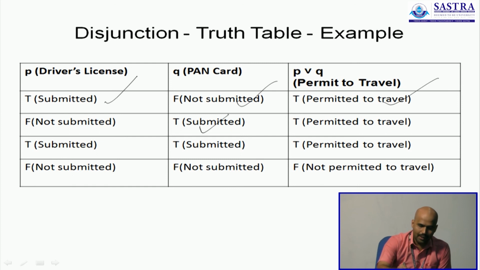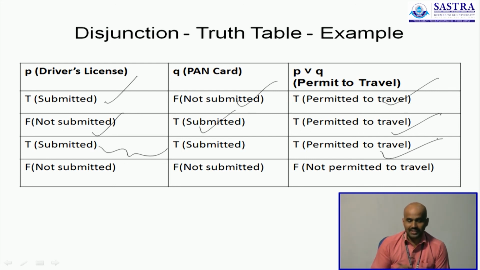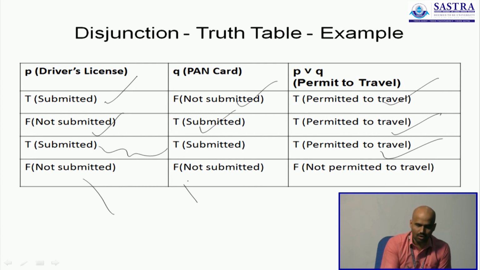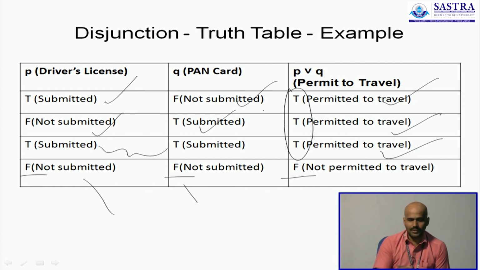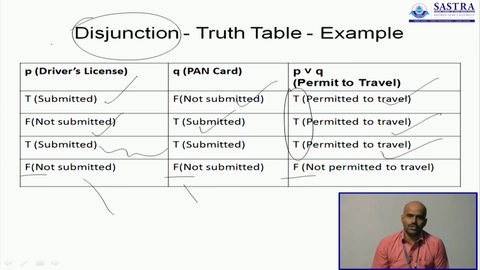If he submitted only the PAN card but not the license, he is still permitted to travel. If he submitted both, he is still permitted to travel. If either of the documents has been submitted, he is okay to travel. But if neither of them is submitted, he cannot be permitted to travel. So it's false only when both are false, and it's true in all other cases. That's how you understand this concept called a disjunction as a connective combining two statements P and Q.